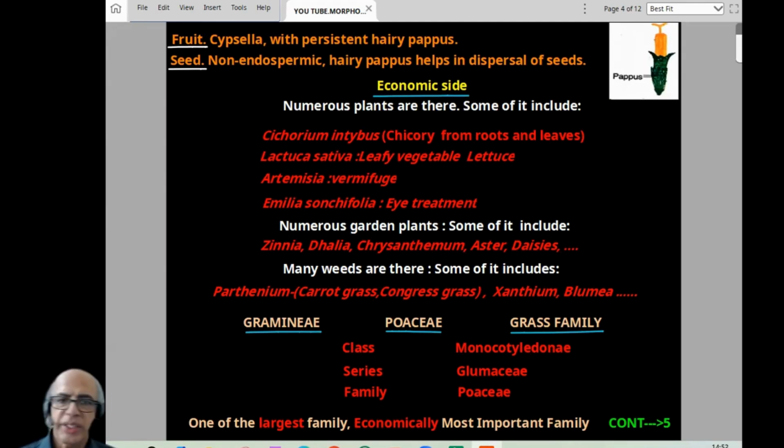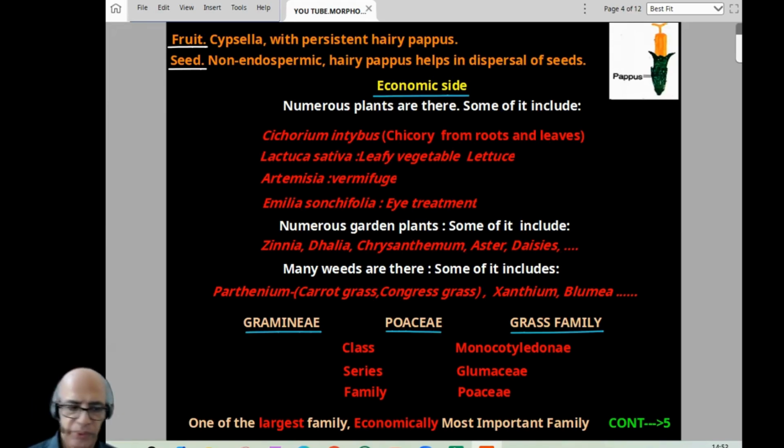Then Lactuca sativa, a leafy vegetable, lettuce. Artemisia, it is a vermifuge. Helianthus, eye treatment. And there are a large number of garden plants, some of them Zinnia, Dahlia, Chrysanthemum, Aster, Daisies, all these. And many weeds are also there. Some of them include the famous Parthenium, commonly called carrot grass or congress grass, Xanthium, etc.